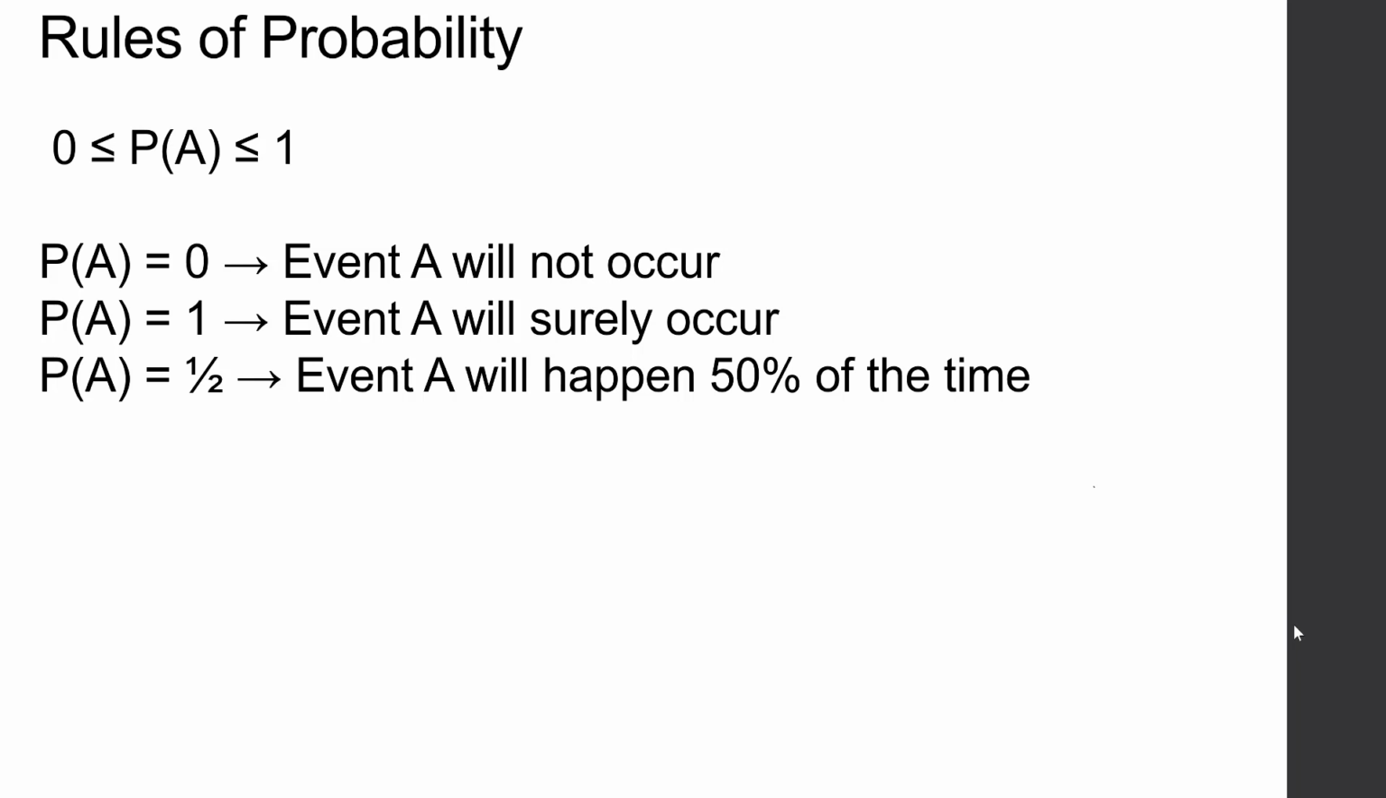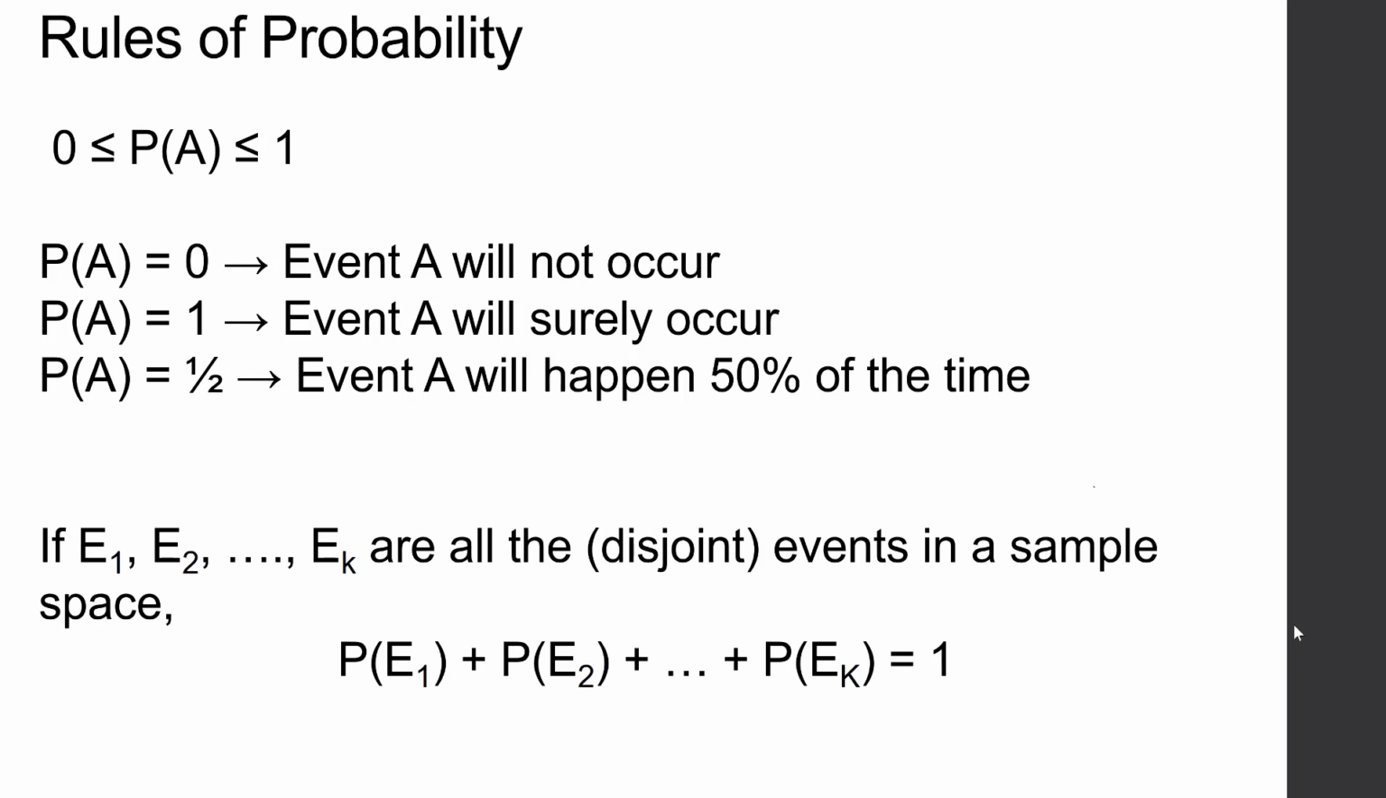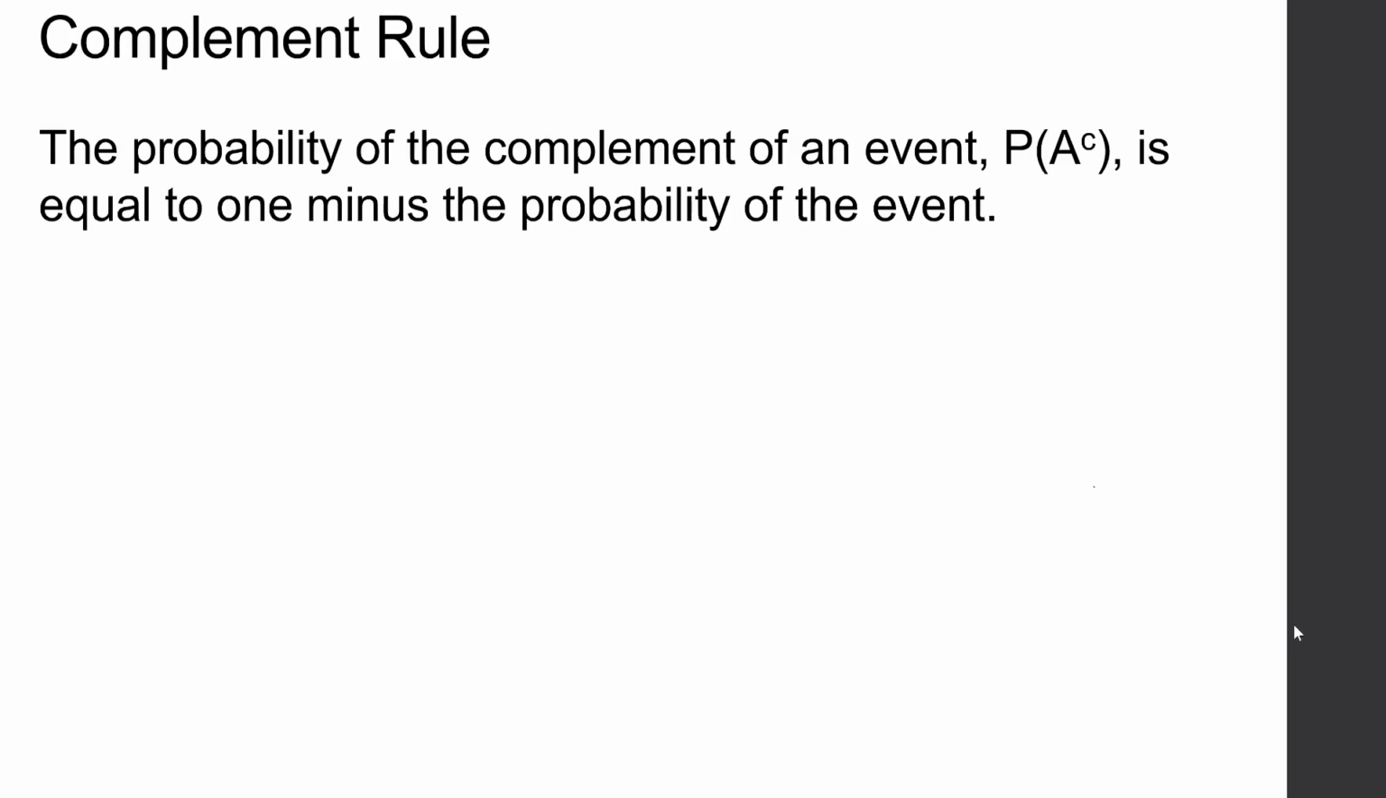All right, so a probability of A equals a half means event A will happen 50% of the time in the long run. So the first foundational rule is that they go between 0 and 1. And the second one is that if we, what we call disjointify our sample space so that we have all these separate non-overlapping events, the probability of all of them adds up to 1. So it's kind of like if you have all the pieces of the pizza, you have 100% of the pizza.